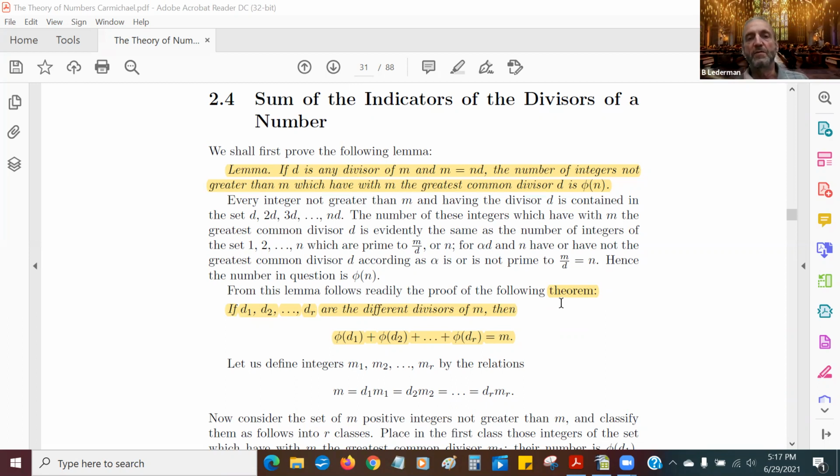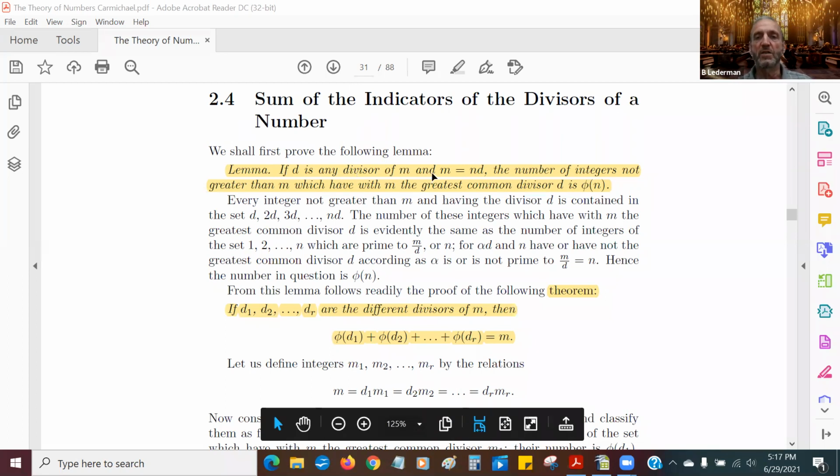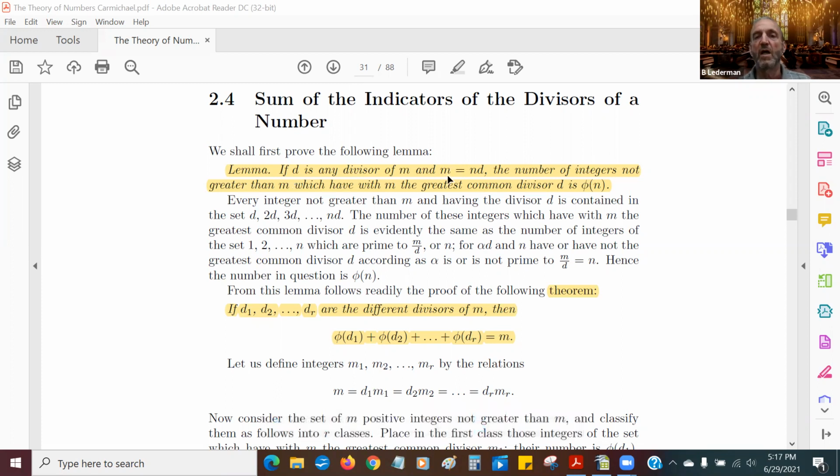Anyway, if D is any divisor of M, so M is our original number and D is any divisor, meaning that M is equal to some number N times D, because if it's a divisor, then I multiply D by some number N and I get my original number. Then the number of integers not greater than M, meaning less than or equal to M, which have with M the greatest common divisor D is phi of N.